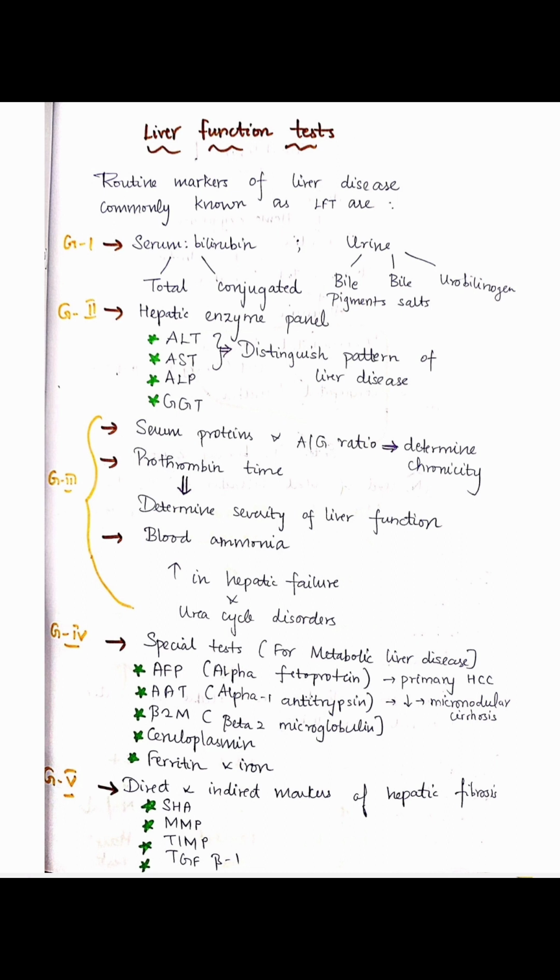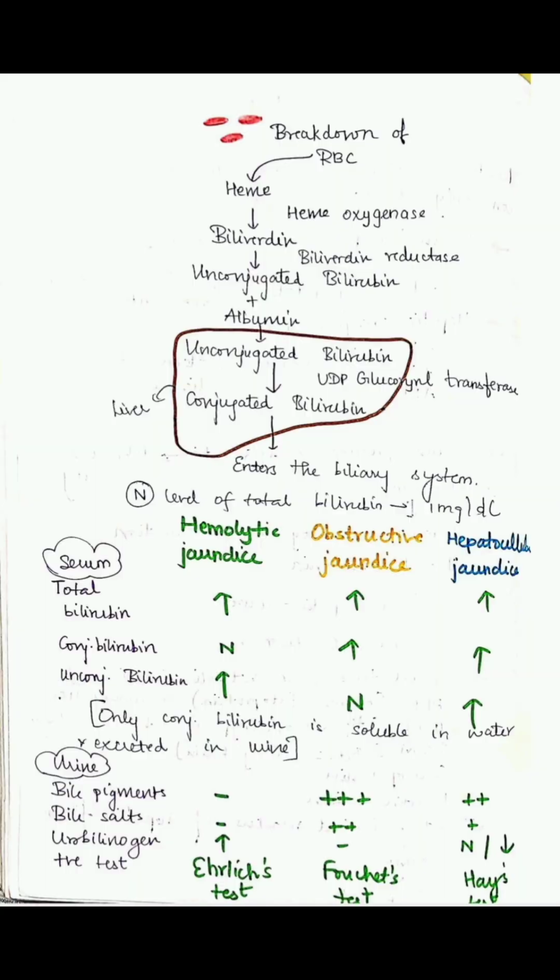Group 5 includes direct and indirect markers of hepatic fibrosis, which include serum hyaluronic acid, SHA. MMP means matrix metalloproteinases. TIMP means tissue inhibitors of MMP. Then TGF beta 1 means transforming growth factor beta 1. Before knowing about the markers of the liver, first we will know the basics. So first we will see that.